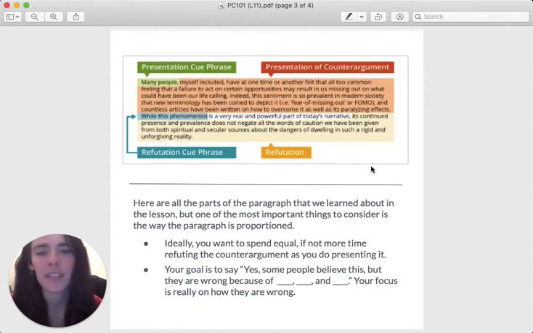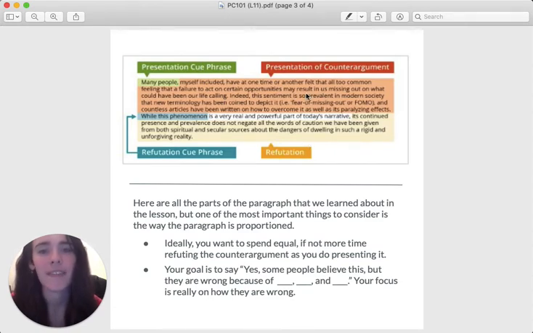Your goal here is to say, yes, some people believe this, but they're wrong because of this and this and this. Your focus is really going to be on how this counter-argument is wrong. So when it comes to proportioning things, you want to spend equal, if not more time, refuting the argument as you do presenting it. So just keep that in mind.